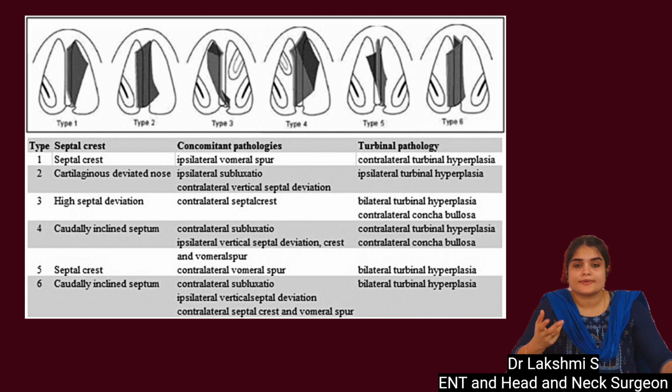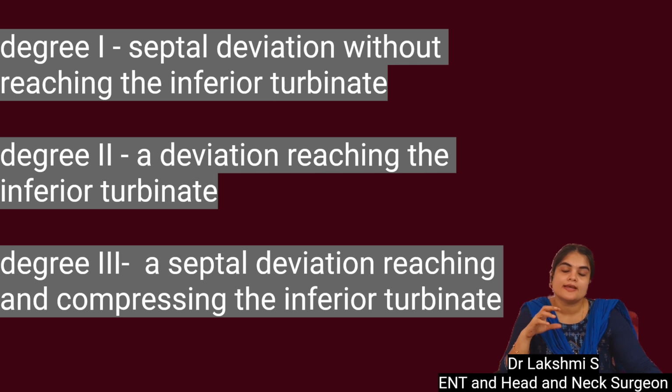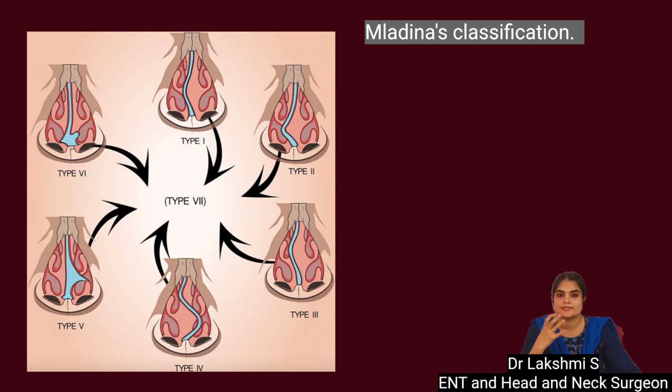There are different classifications of deviated nasal septum. One classification is based on its extent towards the inferior turbinate. It has 3 degrees. Degree 1 is not reaching the inferior turbinate. Degree 2 is reaching the inferior turbinate. Degree 3 is reaching and compressing the inferior turbinate. Other septal deviation classifications are also available. I'll give that as a table. You can keep that in mind and remember it when you are assessing a patient.